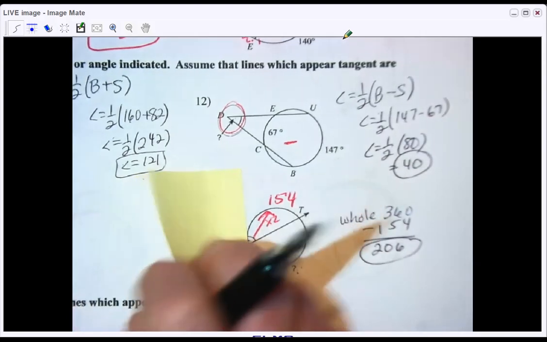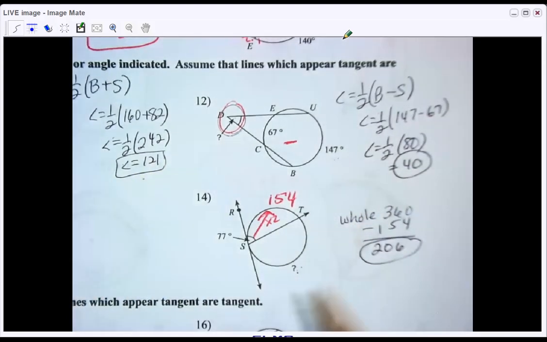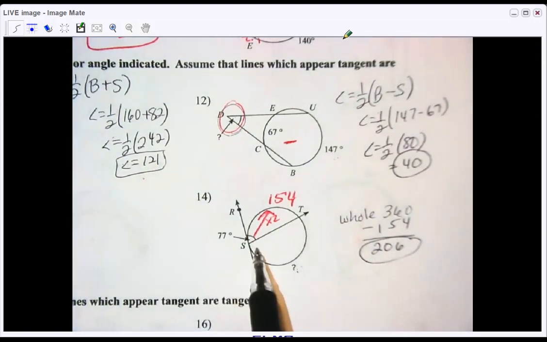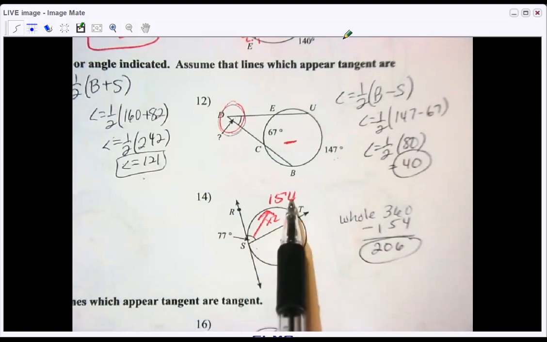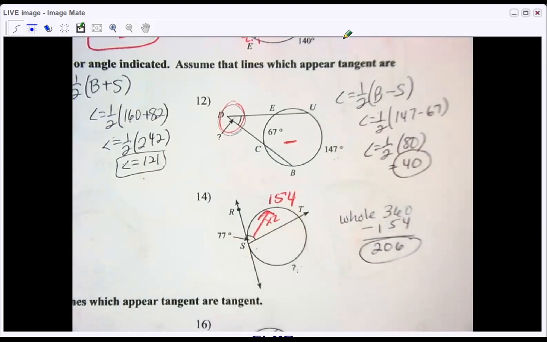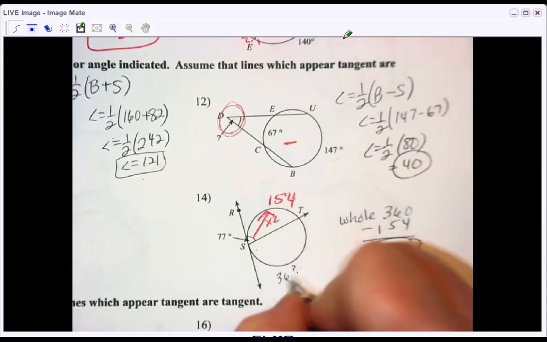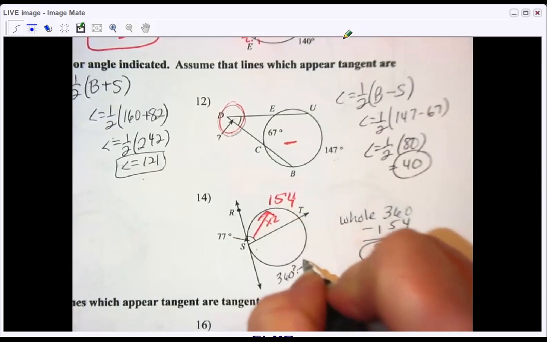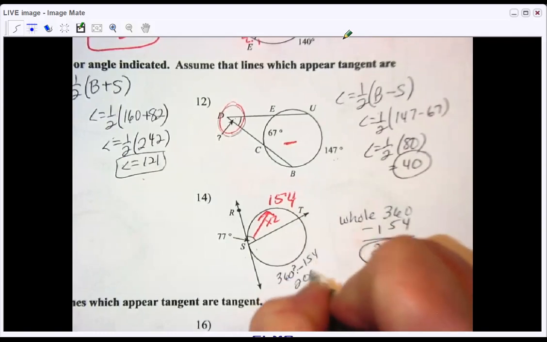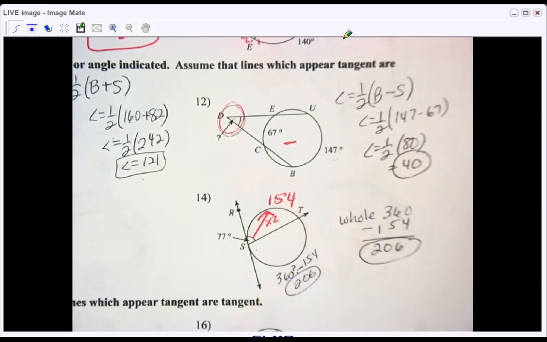But you might not have known to do that until you said, I have a 77. What can I do with it? Oh, I can find the arc over here. It's 154. Oh, but now it makes a connection. I can take a whole circle and subtract that. So this would be 360 minus the 154 or 206. And you're done. Okay.